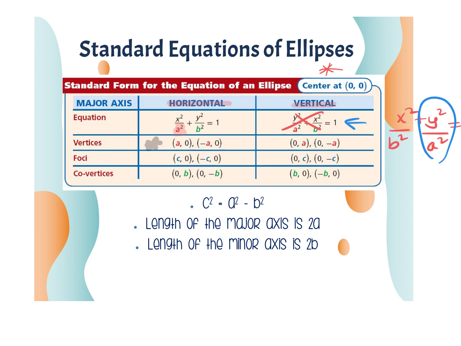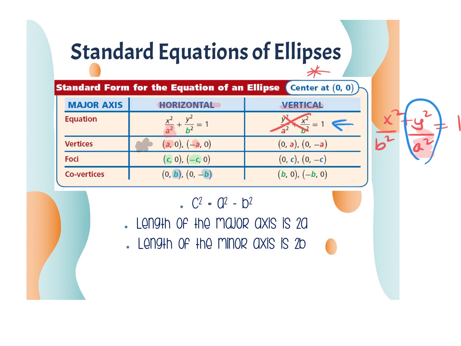Whenever your graph is horizontal and the bigger number is under X squared, then that A value goes in the X spot. And then the minor axis, that's going to be the shorter one, and the B value goes in the Y spot. The foci are always the same as the vertices, so it's in the X spot. And then vice versa for the vertical. Notice when it's the vertices, if A squared is under Y squared, then that's where you put the A value. And B was underneath the X, so it goes in the X spot. And then the foci are always the same as the vertices.